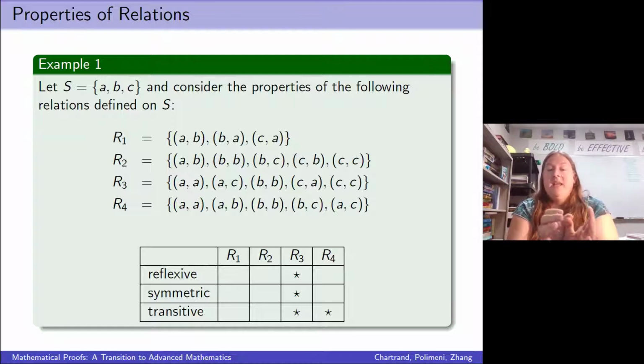I have AA and AC, the A's match up in the middle, AC must be there, and it is. I have BB and BC, the B's match up in the middle, and BC must be there, and it is. So relation 4 is also transitive.